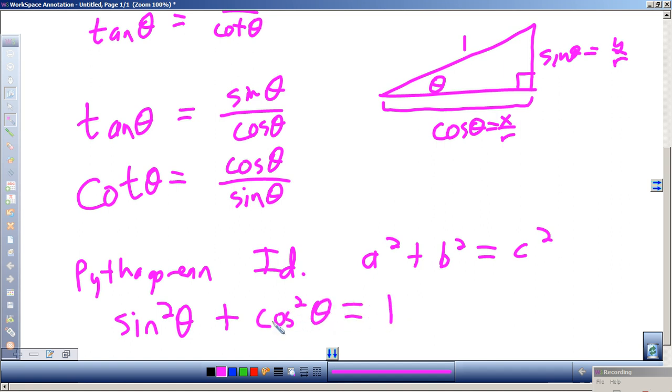Have you seen this notation? Okay, so remember, the reason we put it there is to make sure it's clear that we're talking about the sine being squared, not the theta being squared. However, this by itself is meaningless, because sine has to be applied to something. So when you see this, this is the same as saying sine of theta, squared. These two are equivalent.